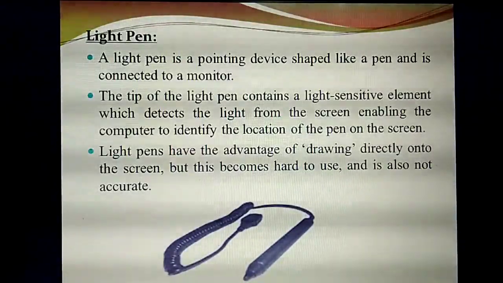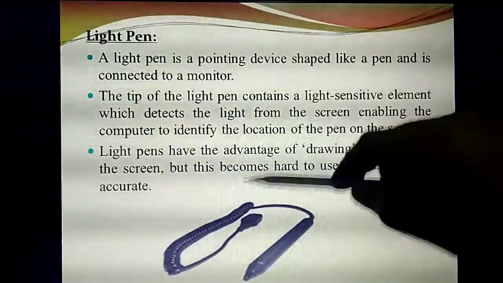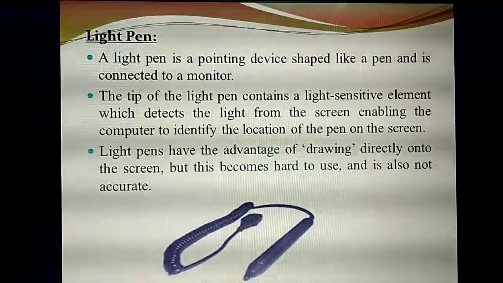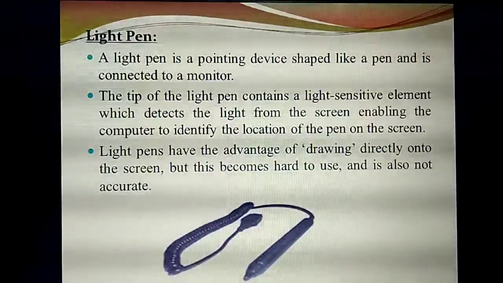Using which device? Light pen. How it works: see, this is the tip or pointing portion, one small sensor-like part, that means the tip contains a small light. That's why it is named light pen. So a light sensitive element is present in the front of the pen.